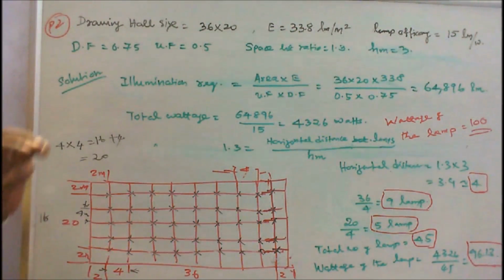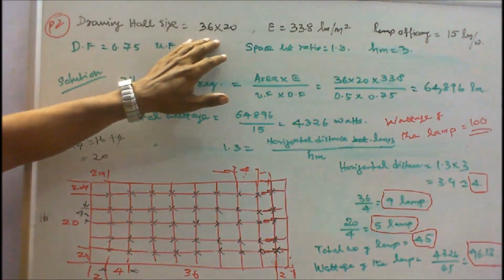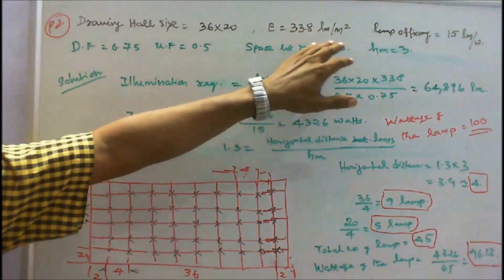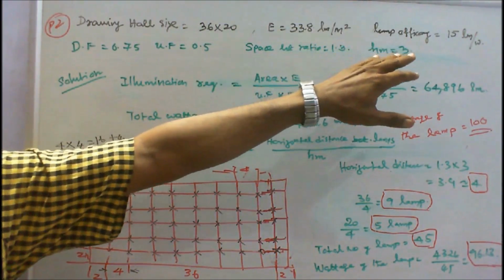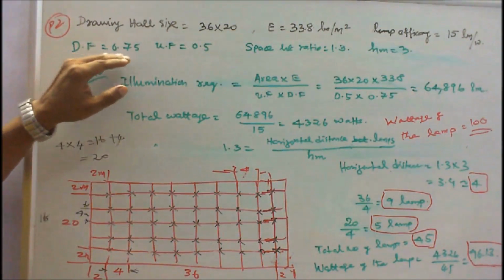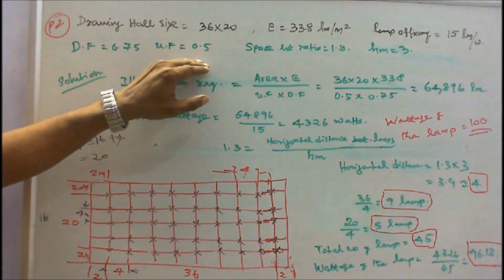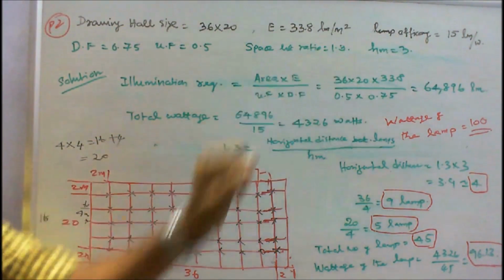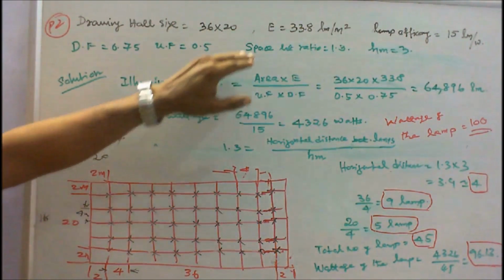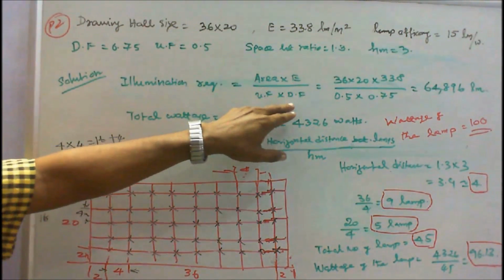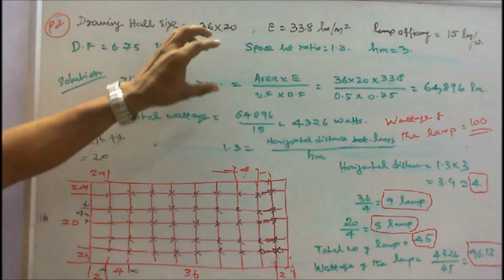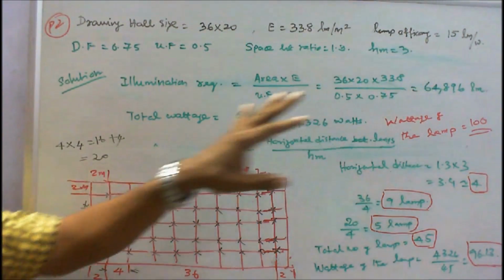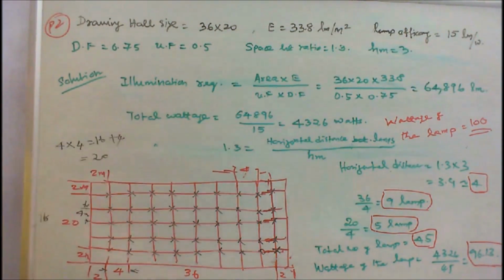In this problem, the drawing hall size is given as 36 by 20. Illumination required is given as 33.8 lumens per meter square. Lamp efficacy is given as 15 lumens per watt. Depreciation factor is equal to 0.75. Utilization factor is equal to 0.5. Space height ratio is equal to 1.3. Mounting height is equal to 3. Illumination required is equal to area into E divided by utilization factor into depreciation factor. We know all the values. Just substituting the values, we get 64,896 lumens, that is the lumens required.